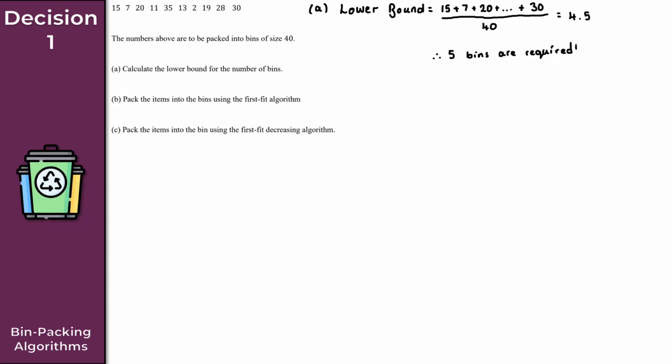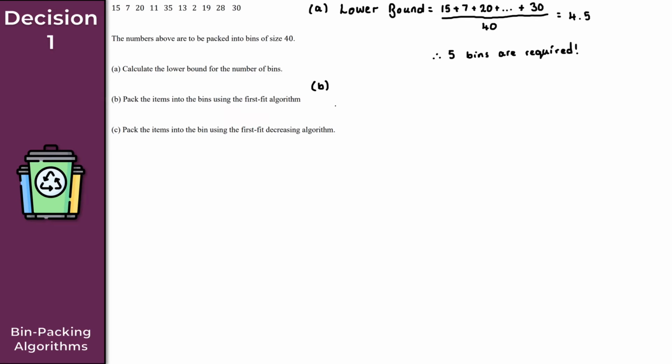Okay, and there we have it then. So hopefully nice and straightforward there for part A. Now for the next part of this question, part B, what do we want to do here? So it just says pack the items into the bins using the first fit algorithm.